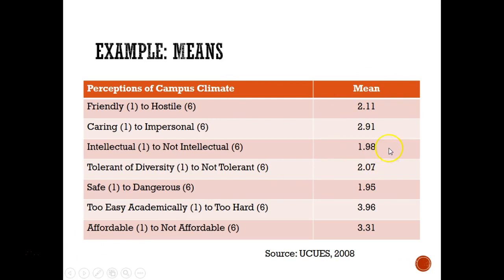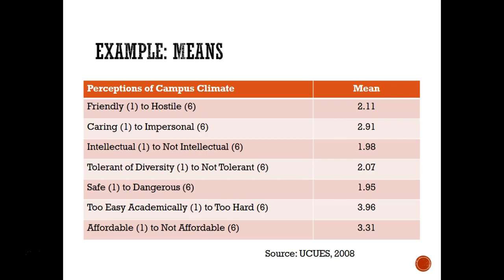So the average response here for intellectual versus non-intellectual is a 1.98. Well, almost a 2 out of 6, it's fairly intellectual. The other score that's probably more desirable on this list is safe to dangerous. Well, that's pretty darn safe. It's down toward the 1 end of things, and 1 is safe, 6 is dangerous.